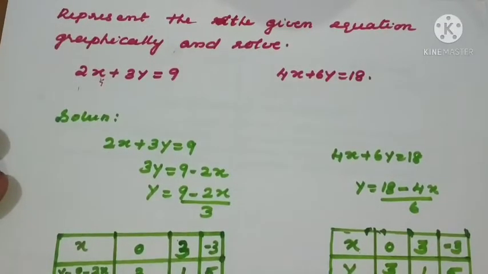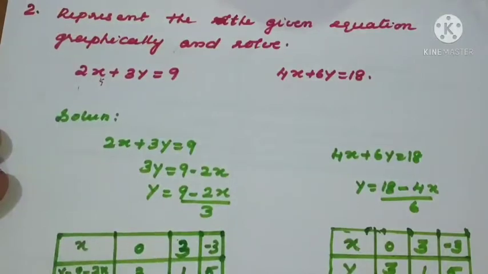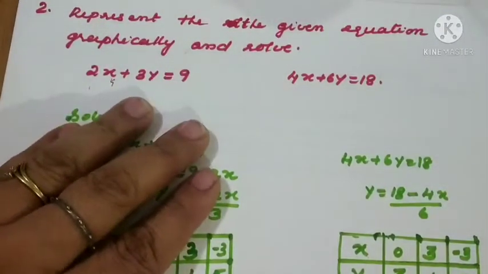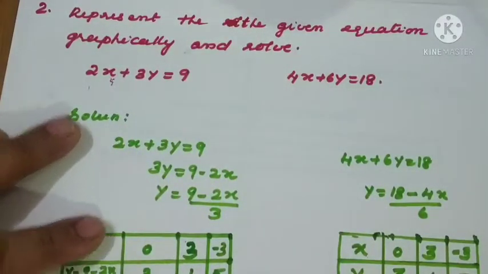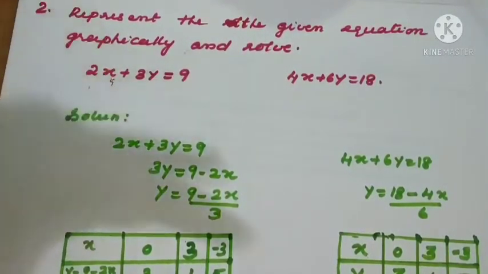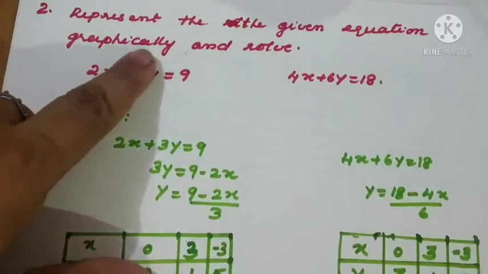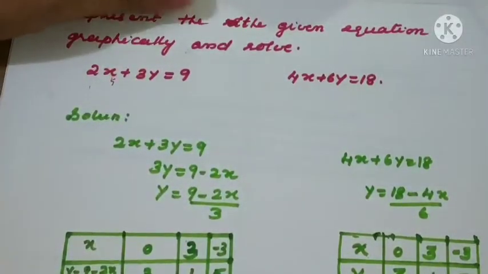Represent the given equations graphically and solve. Second question: 2x plus 3y equal to 9 and 4x plus 6y equal to 18. Solution: 2x plus 3y equal to 9. The equation is given directly, so there is no need to show the algebraic method. The question asks for the graphical method only. So 4x plus 6y is 18. So the two equations are directly given.